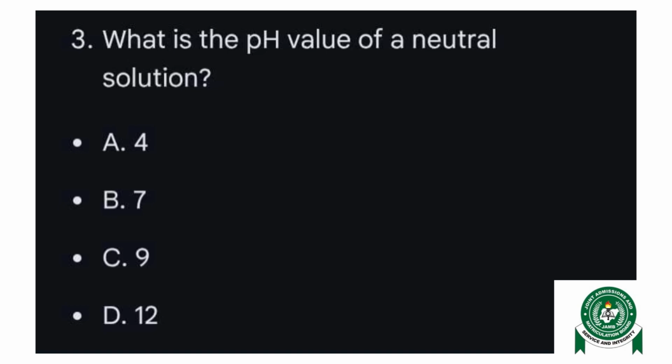Now, the pH scale measures the acidity or alkalinity of a solution, ranging from 0 to 14. A pH of 7 is considered neutral because it represents a balance where the concentration of hydrogen ions is exactly equal to the concentration of hydroxide ions, as seen in pure water. Values below 7 are considered acidic, while values above 7 are basic, otherwise known as alkaline. So the pH value of a neutral solution is 7. That is option B.